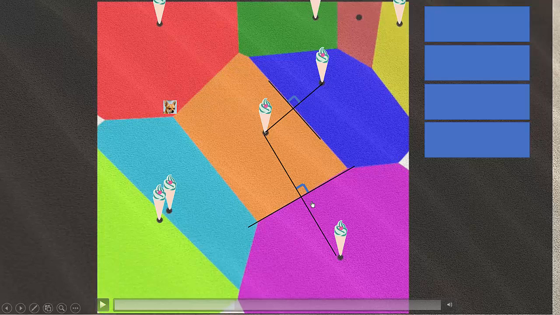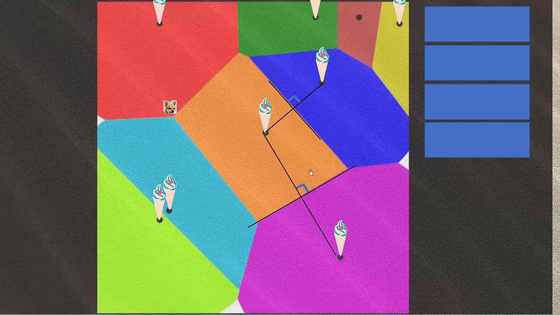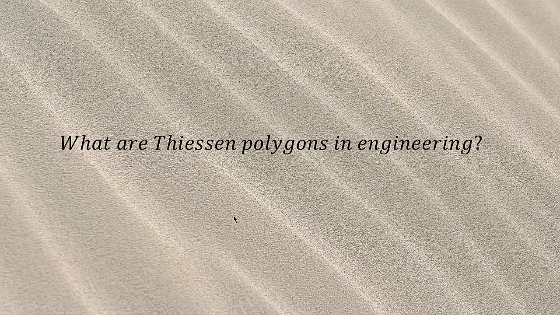As you can clearly see, the Thiessen polygon over here can be drawn from the combination of these perpendicular bisectors. So in college we have been learning that we can draw the Thiessen polygon by joining the perpendicular bisectors of the line joining the 2 corresponding points. So these are the concepts of Thiessen polygons.